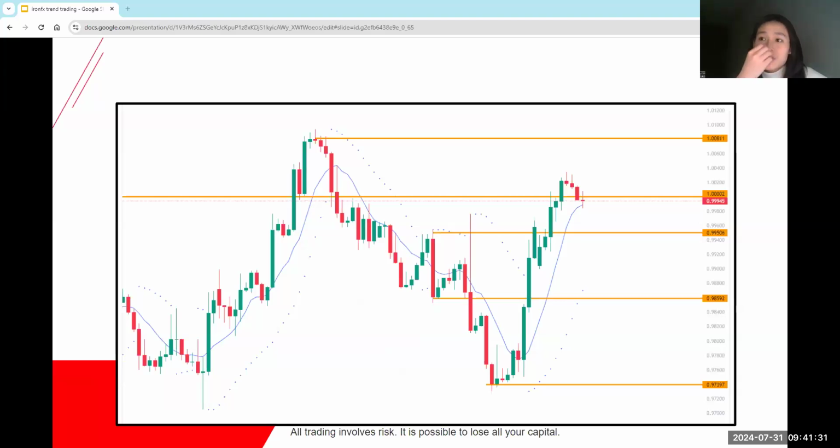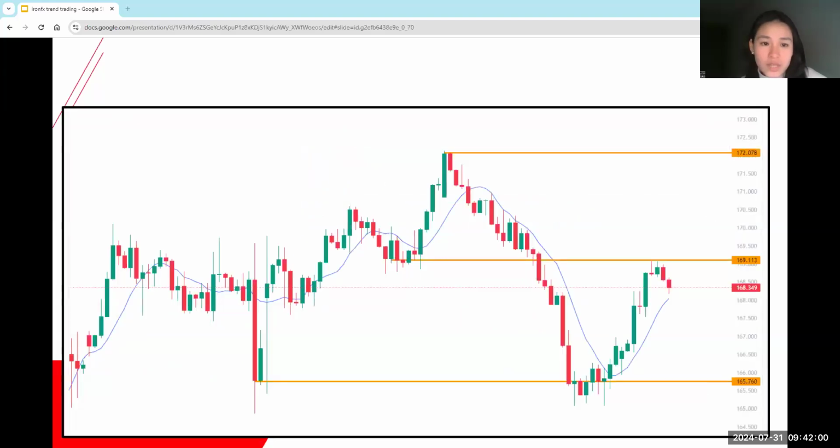Okay, another example here, how you can use not just the price structure, but also the indicators to help you to spot any of these support and resistance levels, which of course, these horizontal support and resistance levels can also be used for your entry and stop loss levels. So that's why it's important for us to be able to identify these levels as well. Okay, and another example here.